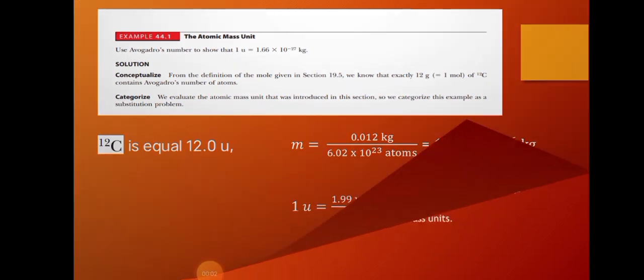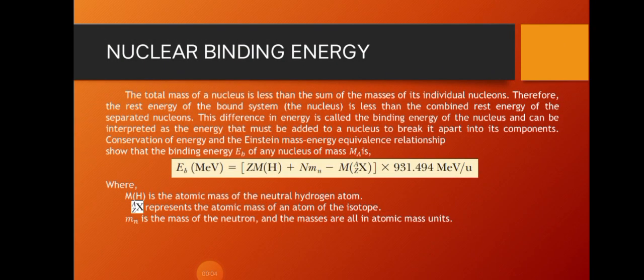Nuclear binding energy. The total mass of a nucleus is less than the sum of the masses of its individual nucleons. Therefore, the rest energy of the bound system, or the nucleus, is less than the combined rest energy of the separated nucleons. This difference in energy is called the binding energy of the nucleus and can be interpreted as the energy that must be added to a nucleus to break it apart into its components.